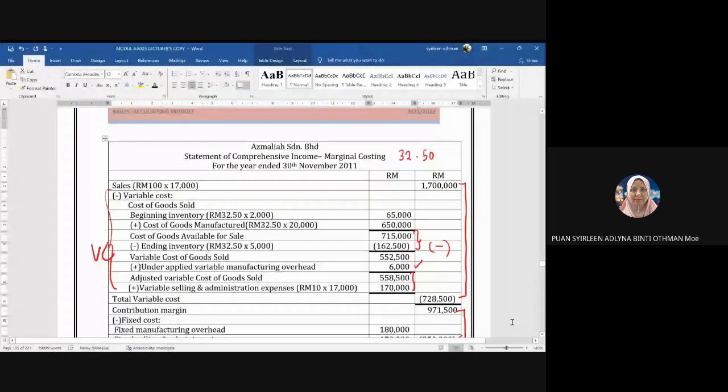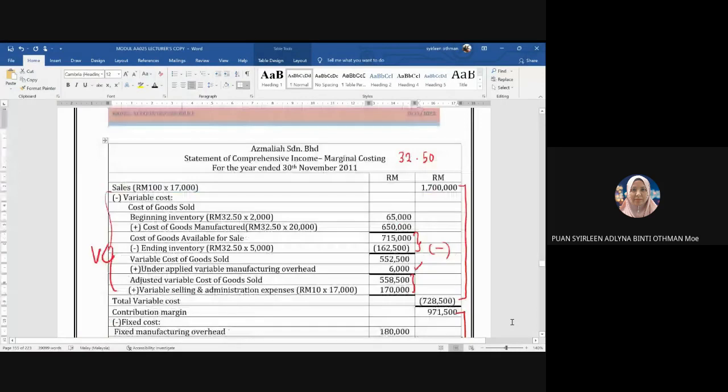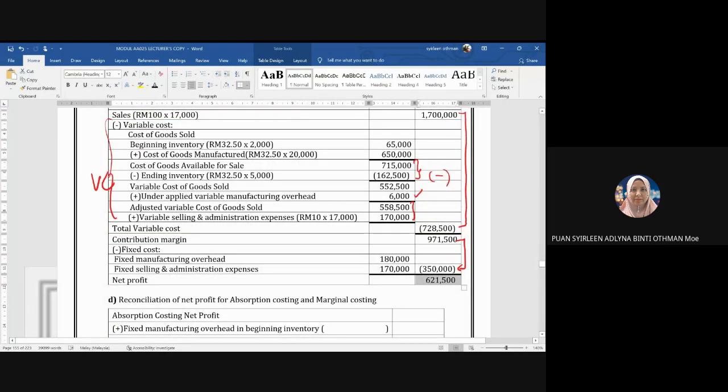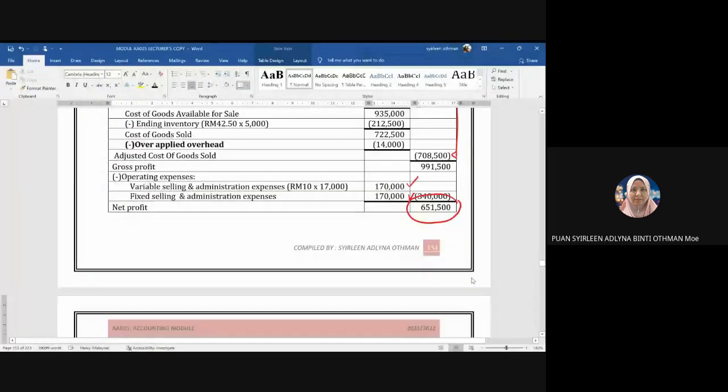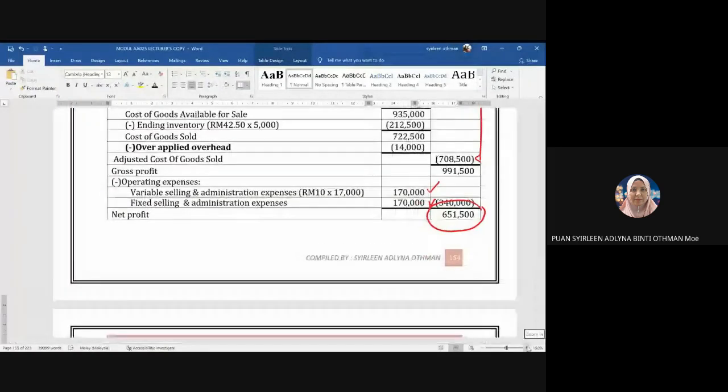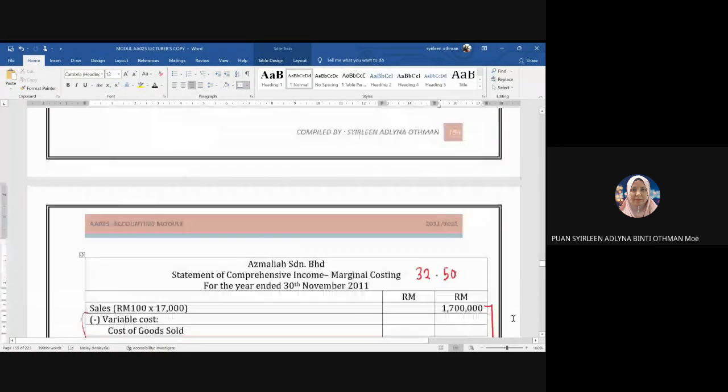Okay, nampak beza? This is 621,500 untuk marginal. Untuk absorption, you dapat 651,500. Beza. Sedangkan semua item kita dah masuk. Kenapa atas banyak daripada bawah? Okay, so you need to do the reconciliation. Okay, so how do we do the reconciliation?